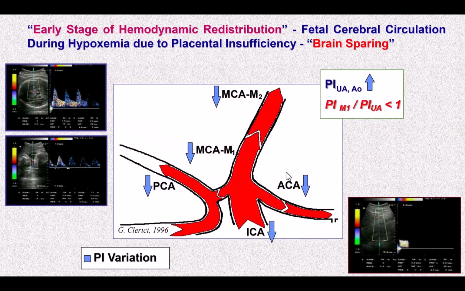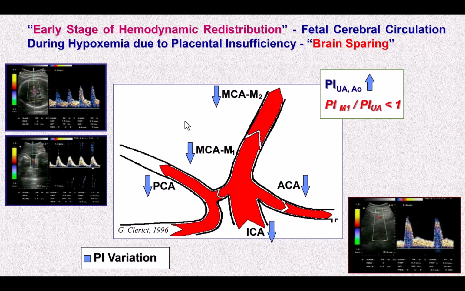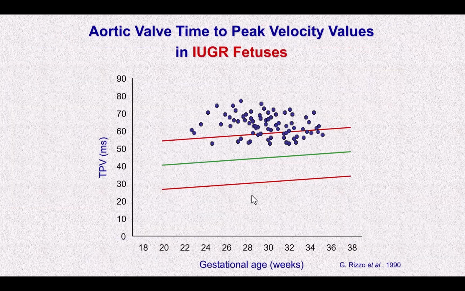So if we look at the hemodynamics in this stage, we can see a vasodilation in cerebral vessels. You can see the circle of Willis, and it is possible in this stage to identify a reduction in impedance to flow. So the fetus is pushing more blood, because it's less oxygenated, in order to supply the fetal brain. If we look at the intracardiac hemodynamics, we can see an increased aortic valve time to peak velocity.